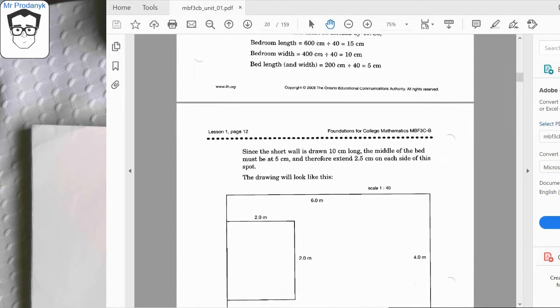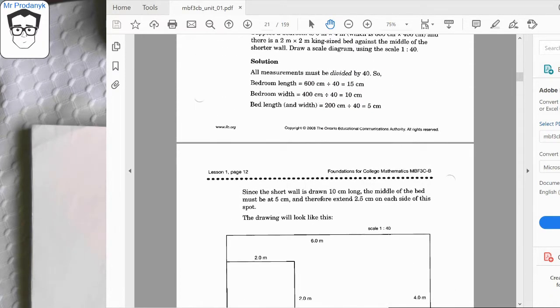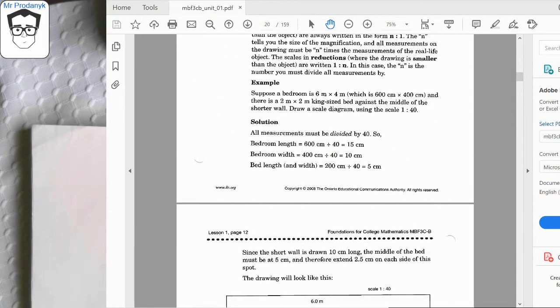Okay, and so they're talking here about an example of a bedroom. Bedroom is 6 meters by 4 meters in size, and there is a 2 meter by 2 meter king size bed against the middle of the shorter wall. Draw a scale diagram.